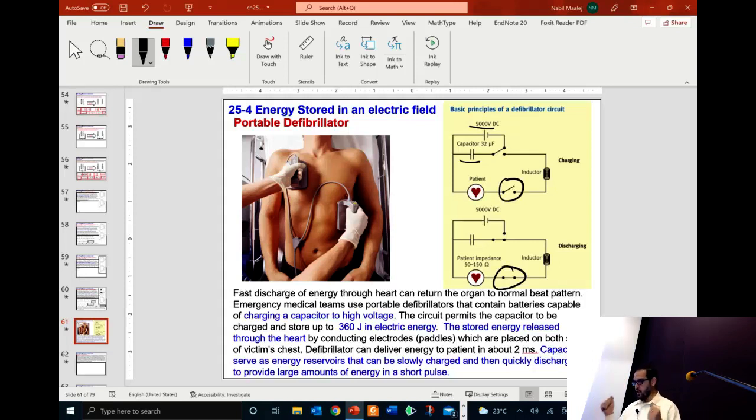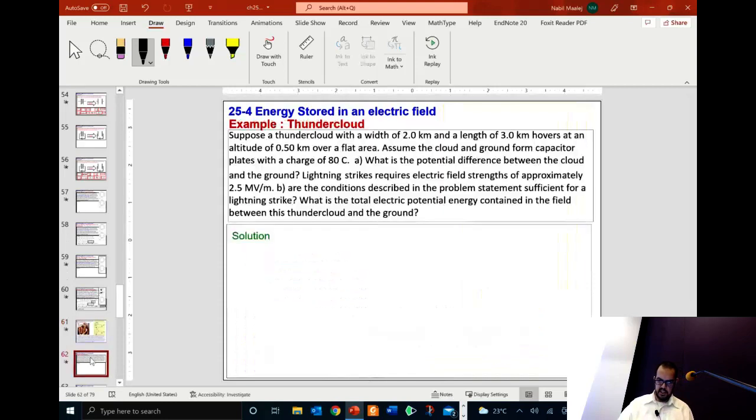When they do that, the charge and the energy stored in the capacitor will be used to cause an electric shock through the heart muscle, and sometimes that will bring the rhythmicity of the heart back to normal. I'm sure you have seen it in movies and so on. So this is a very important device in which we use the charging of a capacitor and the storage of energy in a capacitor.